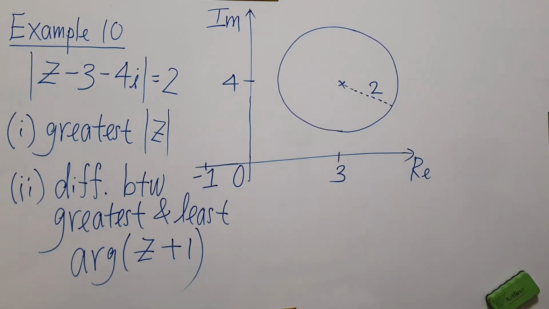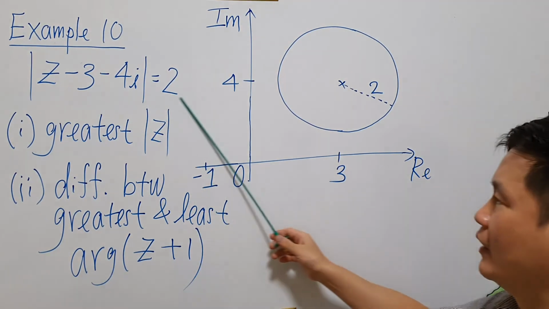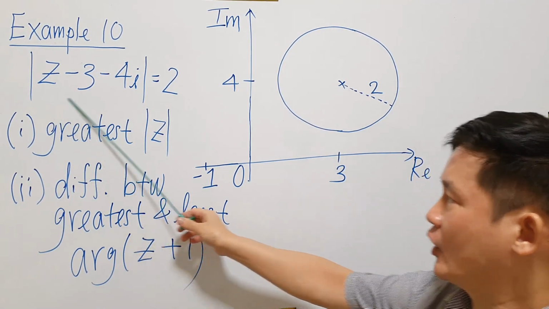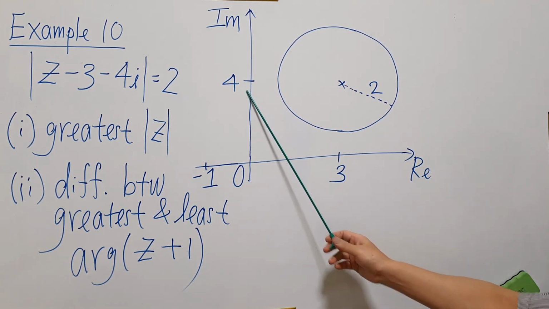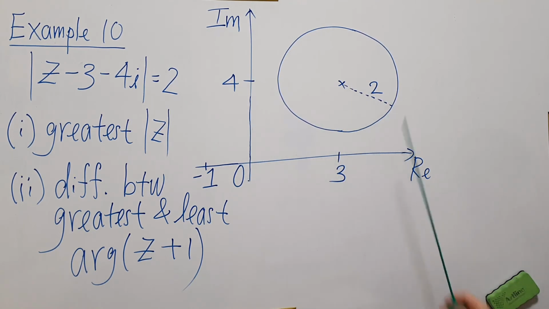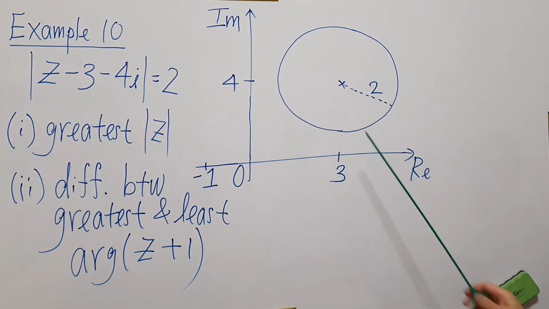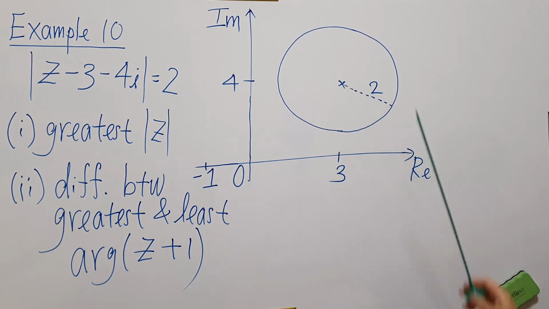In the case of example 10, you are given this equation, and you know by now that such an equation represents a circle centered at 3 plus 4i, and the radius is 2. So I have drawn for you the circle centered at 3 plus 4i with radius 2. But that's not the end of the question.